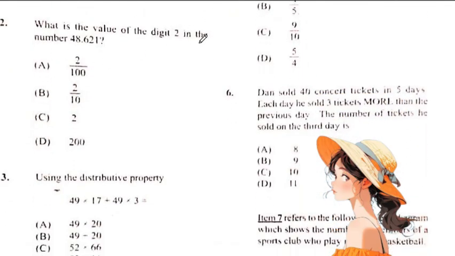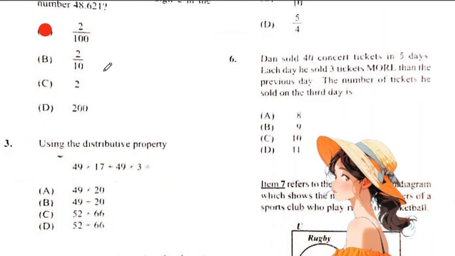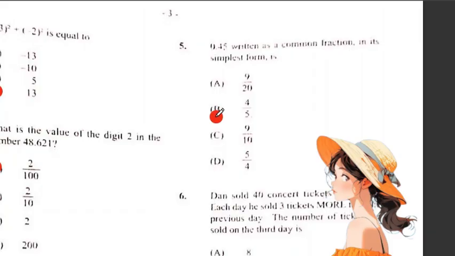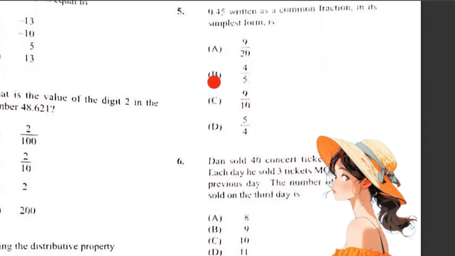What is the value of the 2 in the number 48620? That would be 2 over the 100. If it would have been 1, it would have been 1 over the 1000. So that's it for that. There we know. 3. So move on to here. Alright, 5. You guys could probably see it a bit blurry here. 0.45 written as a common fraction in its simplest form is, that would be 9 over the 20.